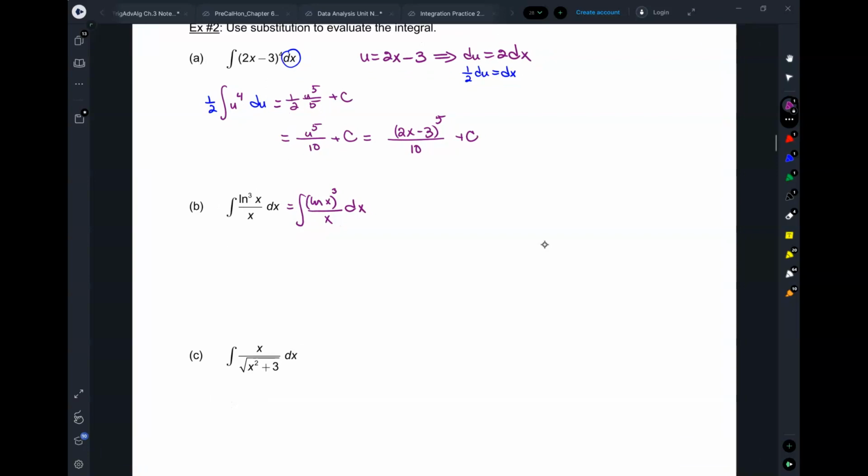You know what? I'm going to rewrite it in a different way. I'm going to rewrite it yet again: ln of x cubed times 1 over x. Is that the same? Yeah? Okay. So now there is a reason why I did that.